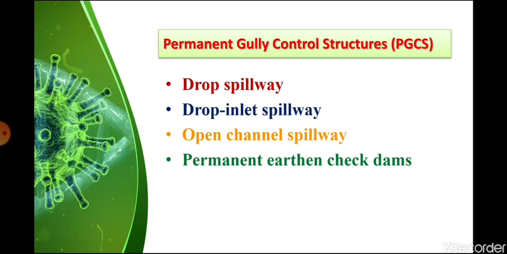Okay. So this discussion would be under the following heads: drop spillway, drop inlet spillway, open channel spillway, and permanent earthen check dam. So students, a spillway is nothing but a kind of structure which is used to provide the controlled flow of water from the dam or reservoir into the downstream area.